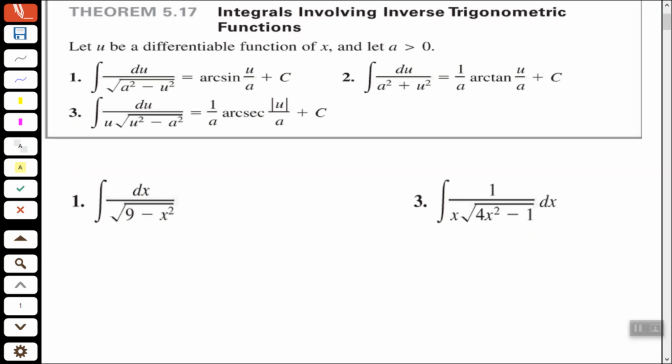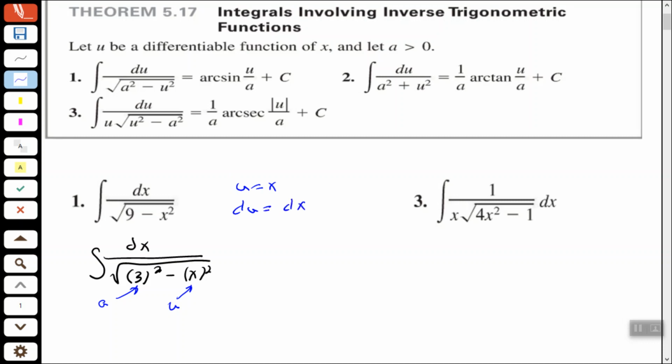All right, so we don't have to use a substitution method. We just need to be able to identify u and a and du, of course. So in number one here, we have the integral of dx over the square root of 9 minus x squared. We know that 9 is a perfect square, so we can rewrite that as the integral of dx over the square root of 3 squared minus x squared. Now we can identify 3 as being in the place of a, and x is u. So let u equal x, and du would equal dx, which is what we needed.